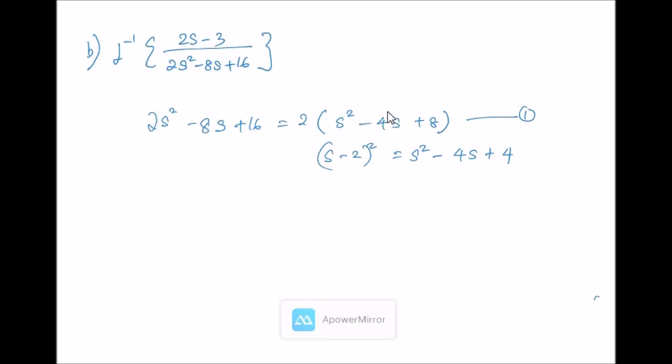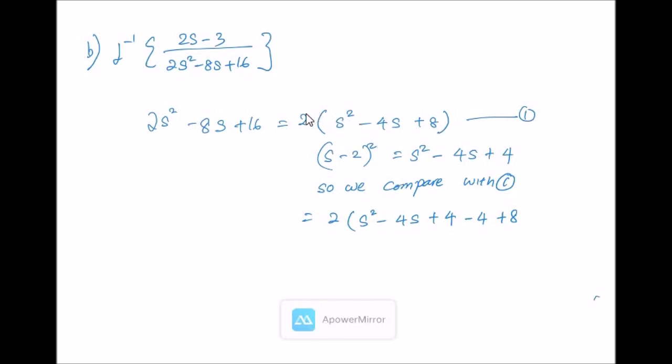Okay, so if we compare with 1, this means that we have s squared minus 4s plus 4. If we assume this one plus 4, it means that we still need to minus 4, because this one is an extra. So we need minus 4 plus 8. This 8 is the original.